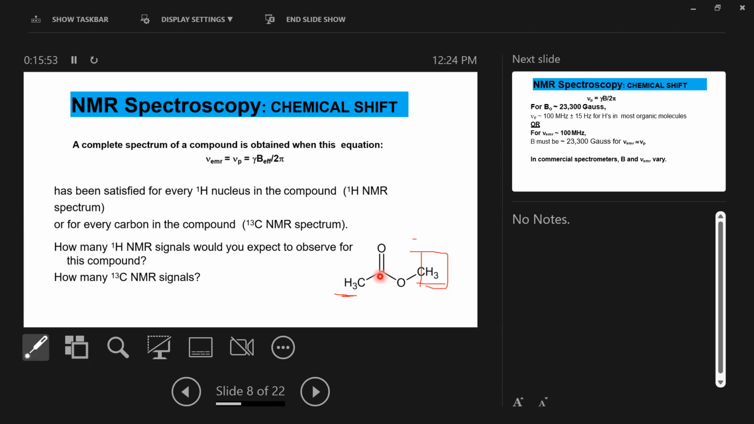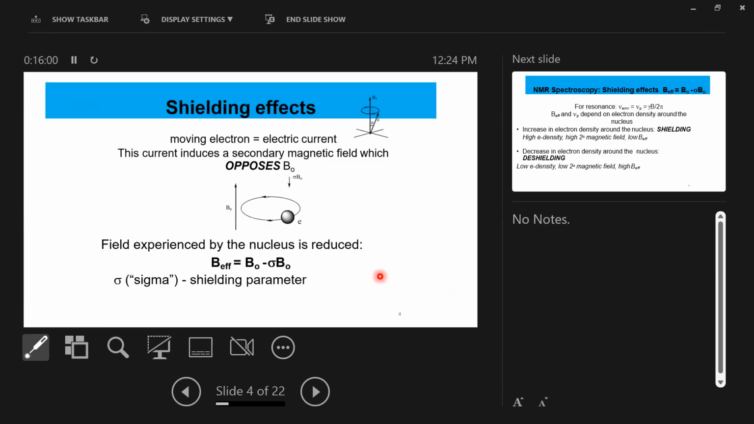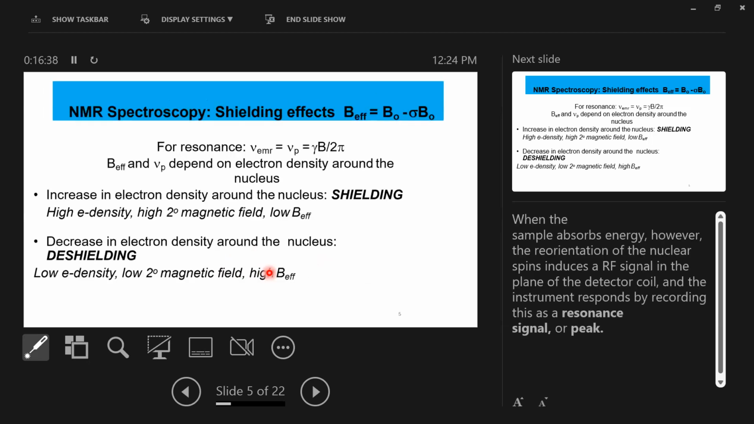Remember, we talked about shielding and de-shielding. So let me just go back for those who came. We spoke about the fact that when you have an electron in the s orbital, it generates a secondary current that either can oppose or reinforce the field. You might want to write it down. The effective magnetic field that is felt is given by this equation: B naught minus sigma times B naught, where sigma is a shielding parameter.